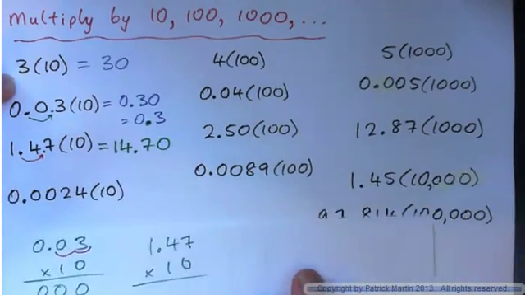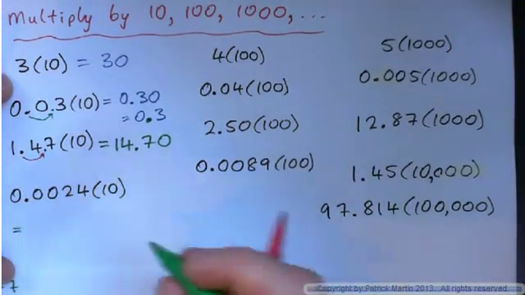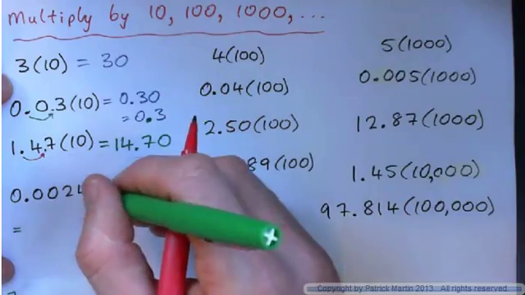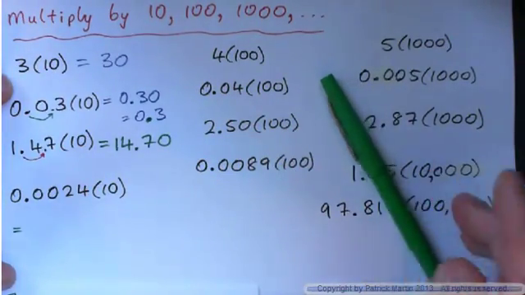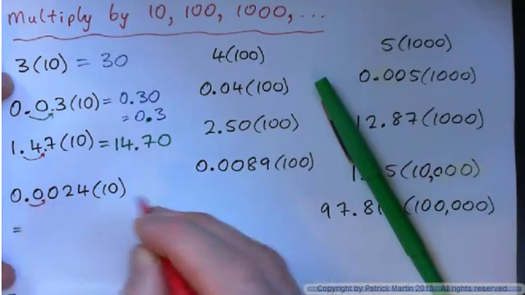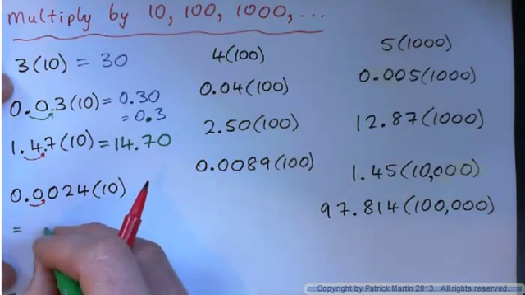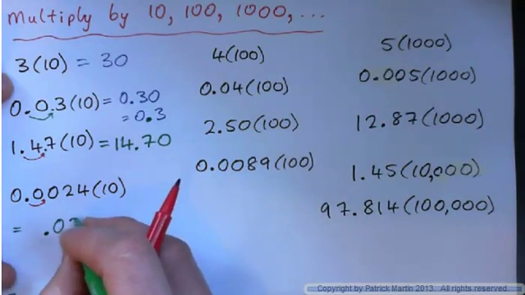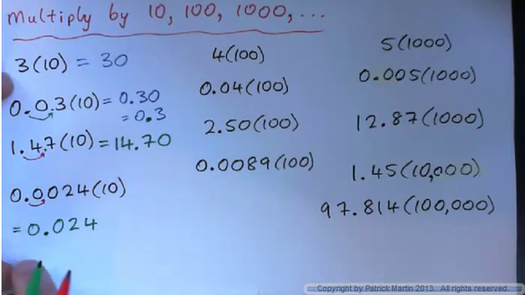Okay. So write down the answer to this one. 0.0024 times 10. If you multiply by 10, just move the decimal point one place to the right. So it becomes a bigger number, one decimal place bigger, basically. Does that make sense? So the decimal point is here now, and of course stick a 0 in front. Is that okay?